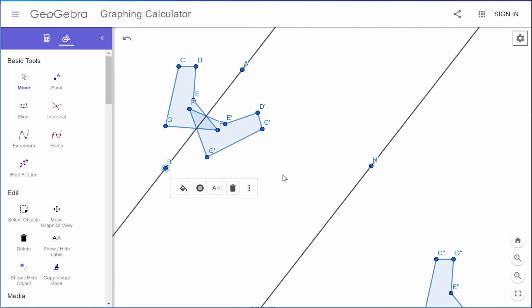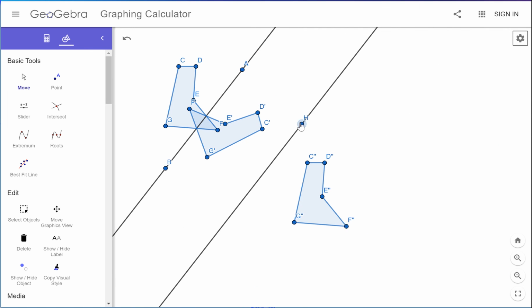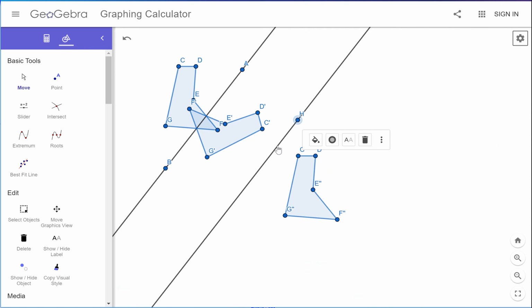Now it doesn't matter if the lines are vertical, horizontal, or diagonal. The relationship between the original pre-image and the final image, when you're talking about reflecting over parallel lines, is always the end result of a translation. This would be a glide where you move right and then down.